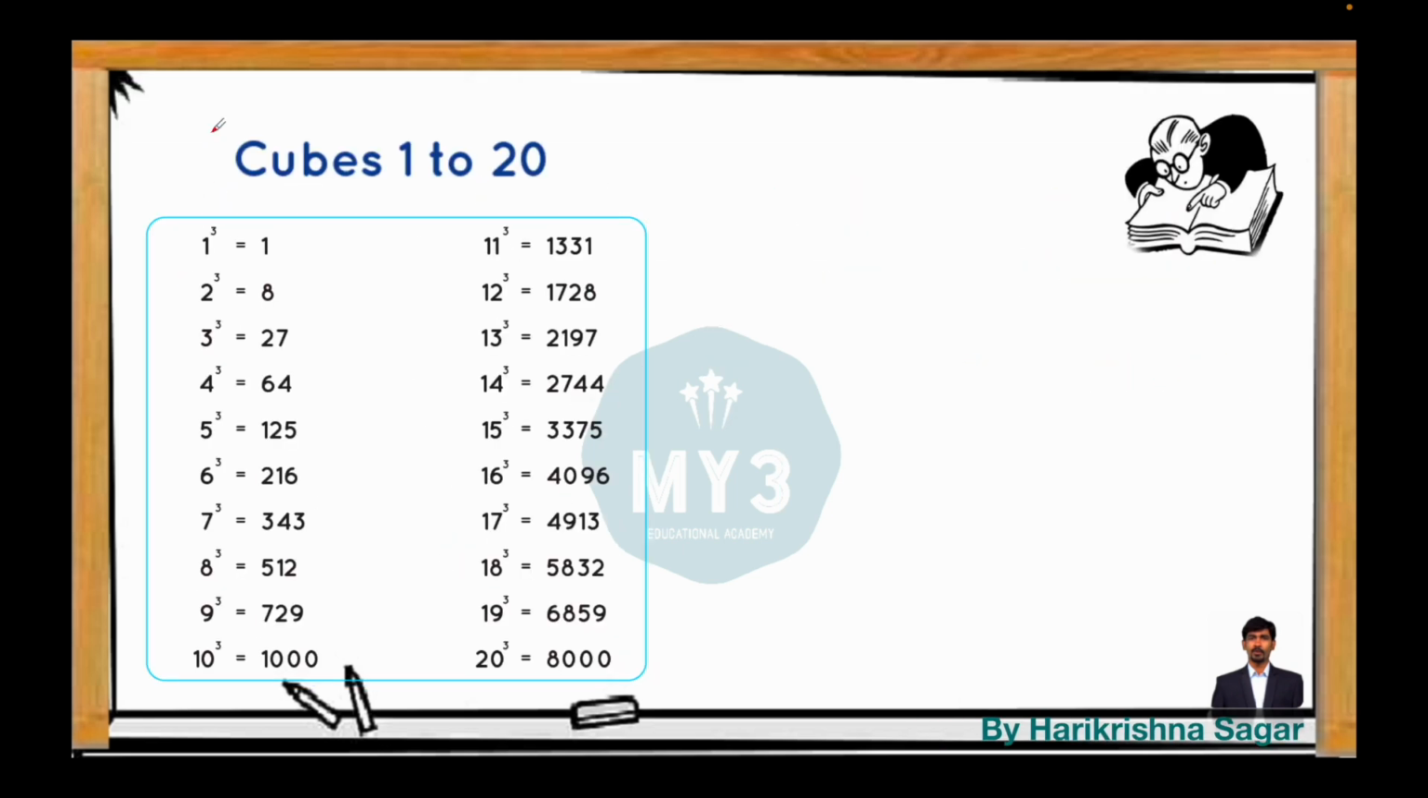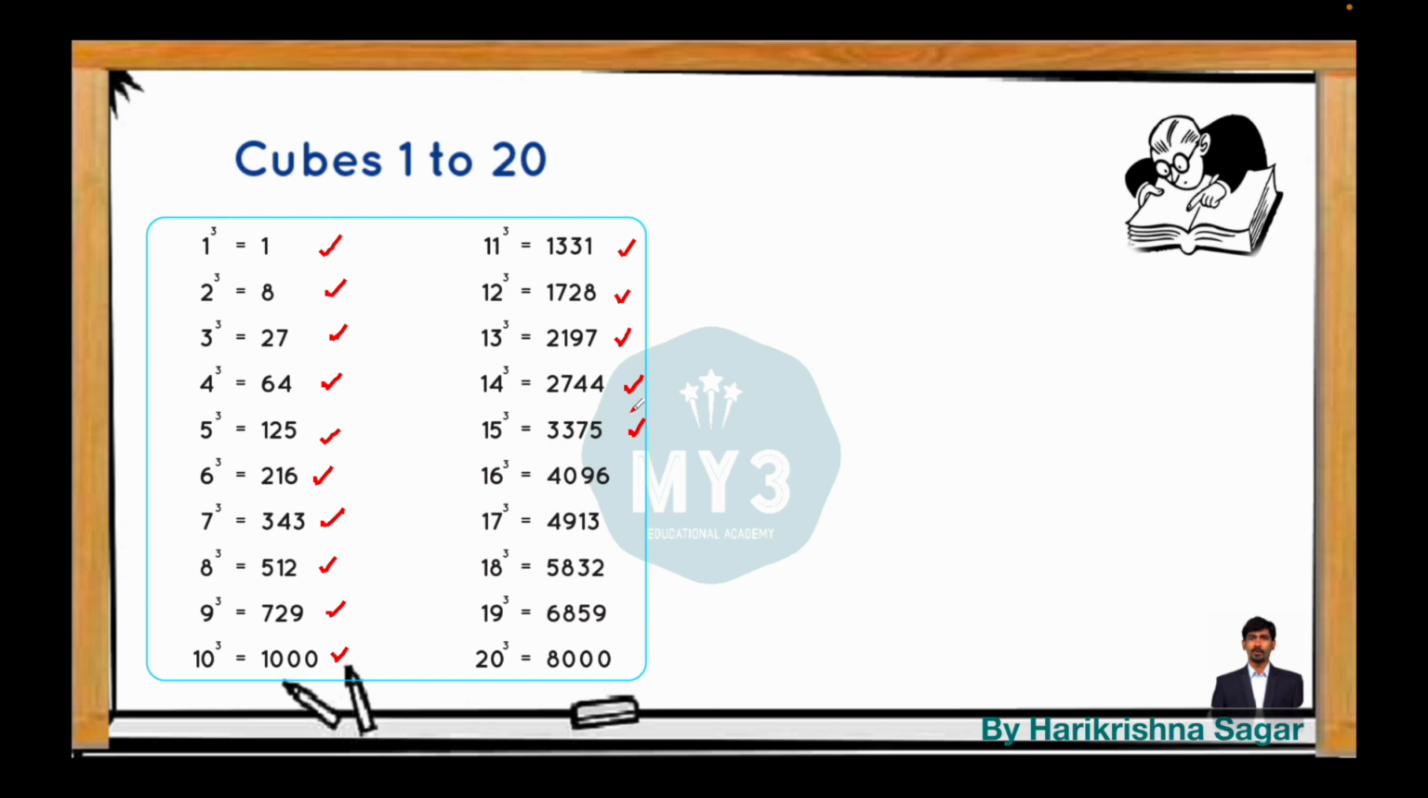Moving forward to the second prerequisite. The second prerequisite is to remember the cube numbers, at least ranging from 1 to 15. 1 cube is 1, 2 cube is 8, 3 cube is 27, 4 cube is 64, 5 cube is 125, 6 cube is 216, 7 cube is 343, 8 cube is 512, 9 cube is 729, 10 cube is 1000, 11 cube is 1331, 12 cube is 1728, 13 cube is 2197, 14 cube is 2744, 15 cube is 3375. At least remember 1 to 15 cubes. It will be very helpful in solving the questions.